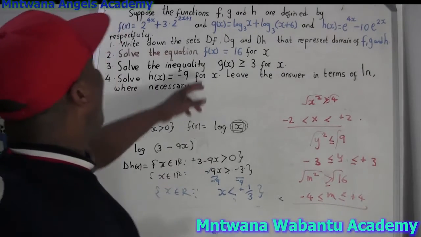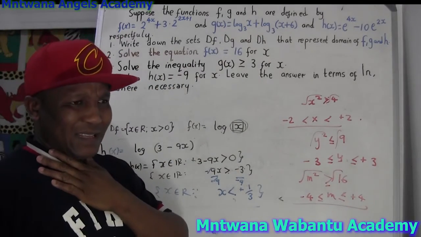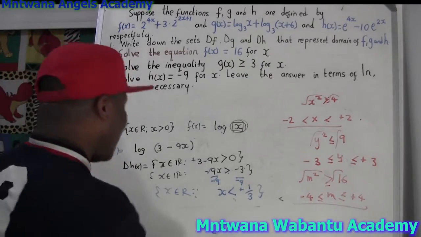So now, we want to get the domain of G. So this is a logarithm and this is a logarithm. So it's going to be tricky here. Okay, easy. Let me show you.